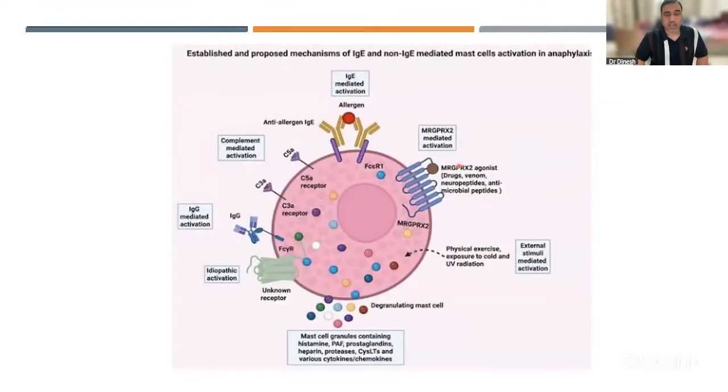So if we see this diagram, this is the mast cell, and it is being triggered by different mechanisms. The most common being the IgE mediated, and there is complement mediated, the C3 and C5 receptors, the IgG, idiopathic, where the receptor is unknown, and there are certain drugs acting through MRGPRX2 or physical factors, like exposure to cold, UV radiation, exercise, even alcohol, and all these things. And finally, all this leads to degranulation, resulting in the release of the mediators like histamine, tryptase, and PAF, causing the various symptoms.